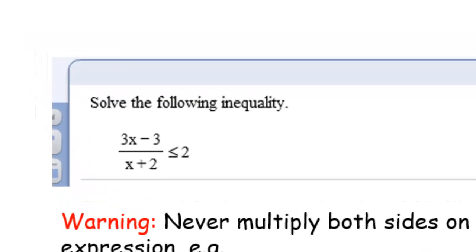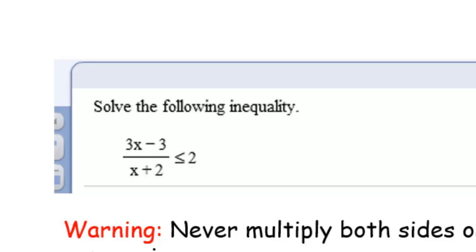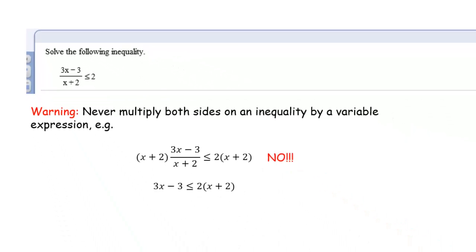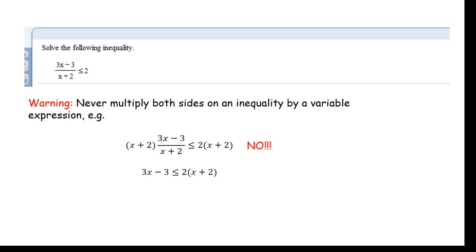The problem I want to do today is 3x minus 3 over x plus 2 is less than or equal to 2. The first thing I see students do when they want to solve a problem like this, and it's quite natural, is to multiply both sides by x plus 2 to clear out the fraction. And then you could solve it, theoretically, as a polynomial inequality. However, you can't do that. And here's the reason why.